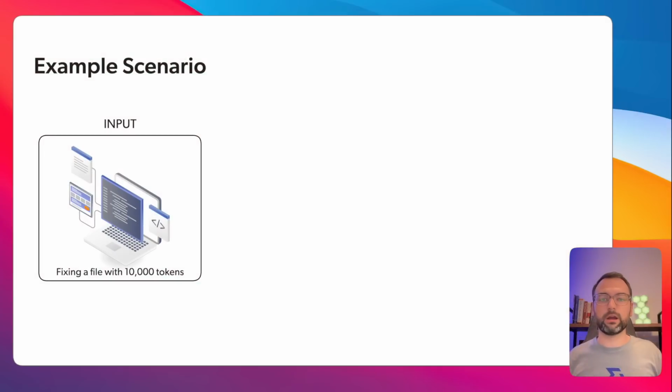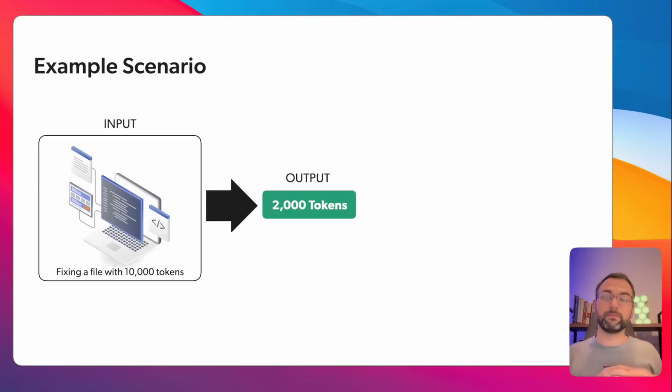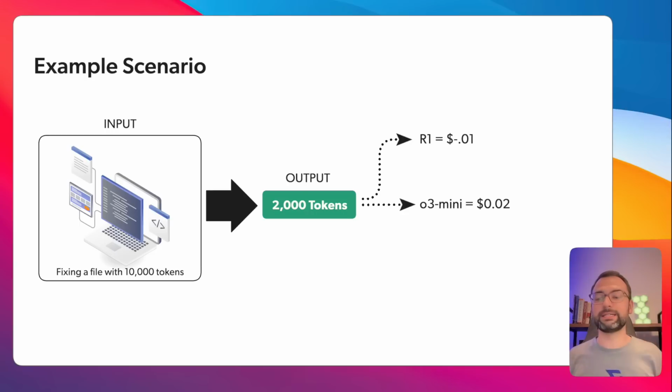So let's say you were working on a huge file, probably around 1,000 lines of code or more. And let's say it had 10,000 tokens worth of information, and it spit out an answer that was 2,000 tokens. Well, price wise, it would take DeepSeek R1 a penny to build a solution for that fix. It would cost o3-mini 2 pennies, and it would cost Claude roughly 6 cents.